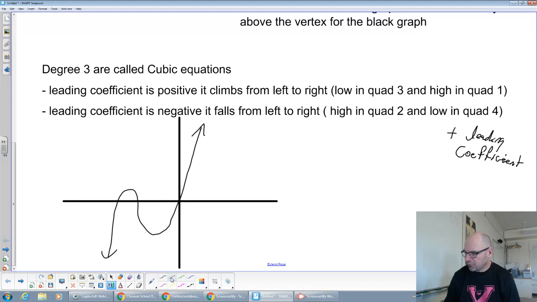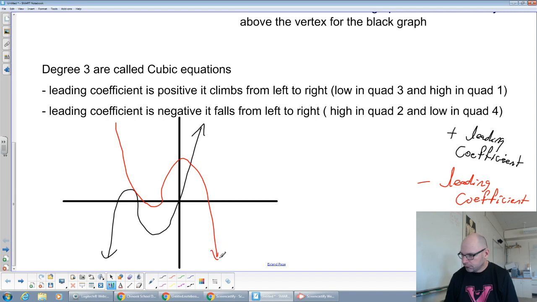Okay, and then if we do negative in red, it kind of goes like this. So it's going to fall from left to right. It's going to start up high in quad 2 and finish low in quad 4. So you can see it's low here in quad 4, high in quad 2. I got that one right.